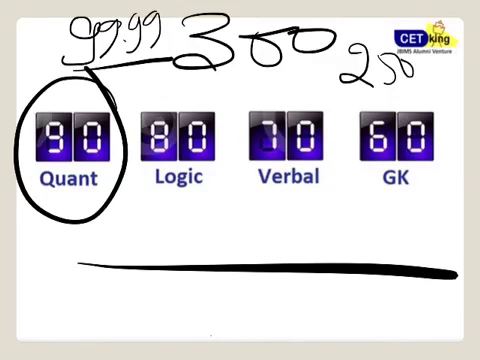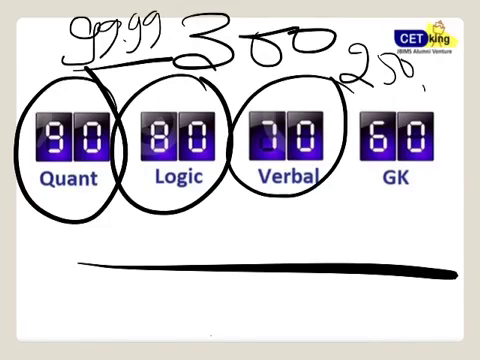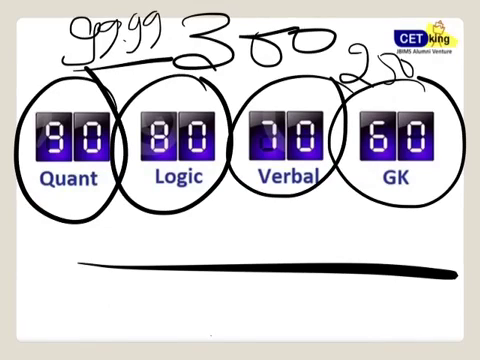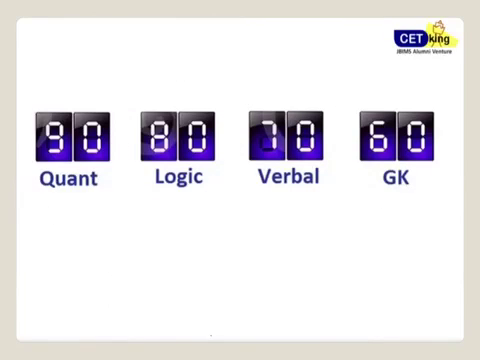Quant was very easy, so 90 should be the overall expected score which you can target. Logic 80, verbal 70, and GK 60. Now please remember, this is a day one analysis. Every day the paper pattern will change, and the level of difficulty will change.